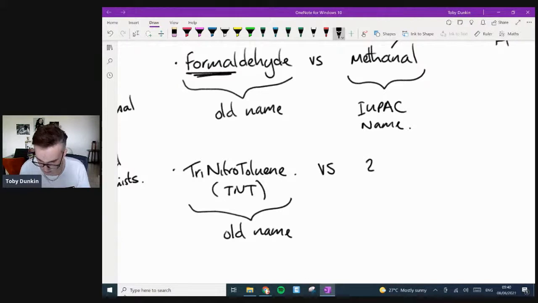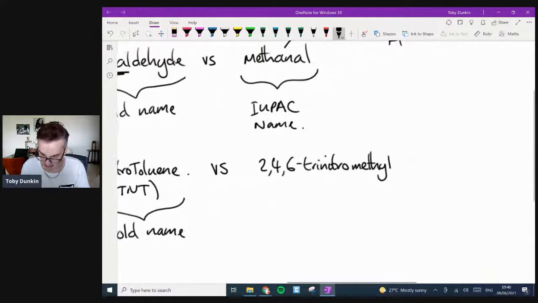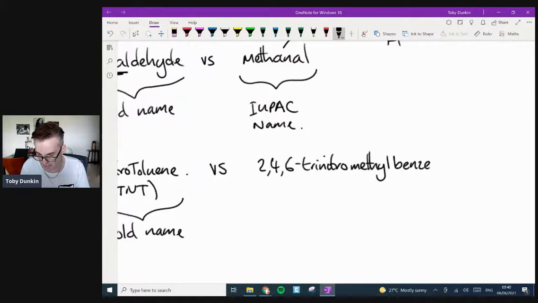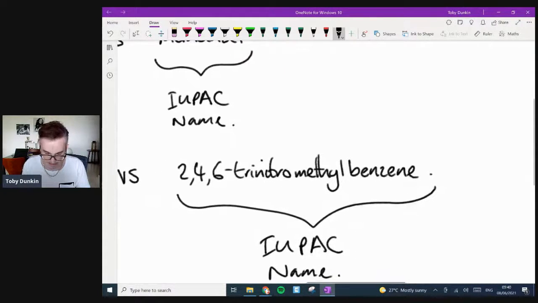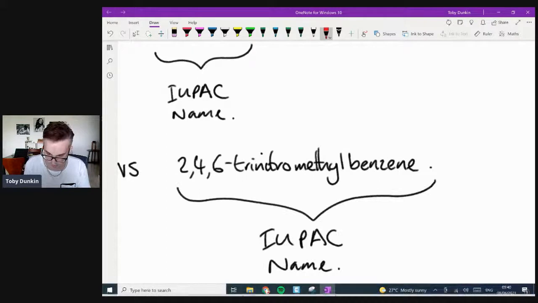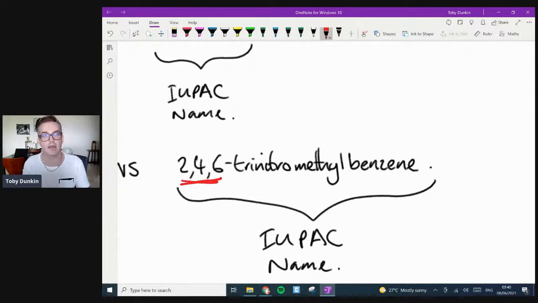It becomes 2,4,6-trinitromethyl benzene. That's now the new name of TNT. Yeah, this is now the IUPAC. And I can now draw this IUPAC because I understand their naming system. So not only am I getting numbers that tells me locations, you didn't get that in TNT. Yeah, there were no numbers anywhere.